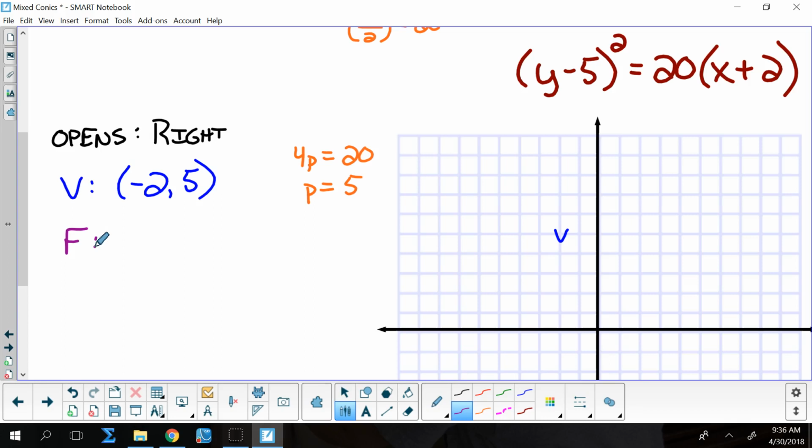Don't you use the vertex? Yeah. So -2, 5, plus or minus. How many foci are there? 2. In a parabola? You might want to look at your parabola notes.